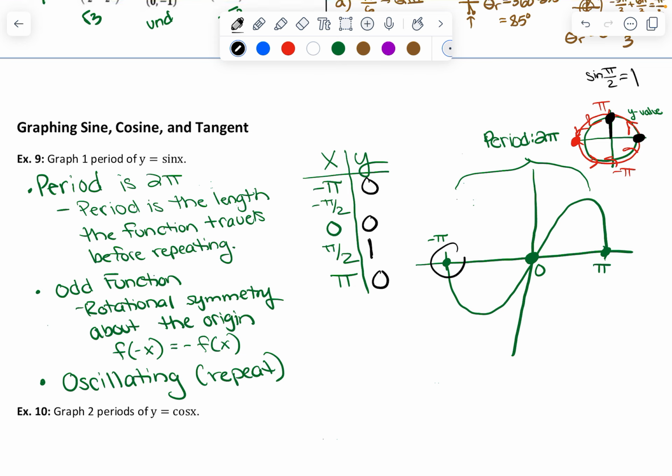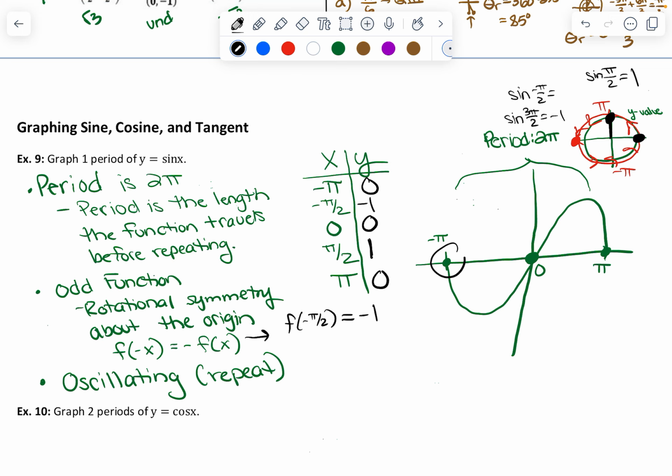Now, if we think of the definition of an odd function, f of negative x is equal to negative f of x. So if I do f of negative pi over 2, this output will be the opposite of whatever positive pi over 2 was, so it'll be negative 1. And then same thing on the unit circle. If we think of sine of negative pi over 2, that is equivalent to sine of 3 pi over 2. And sine of 3 pi over 2 is equal to negative 1.